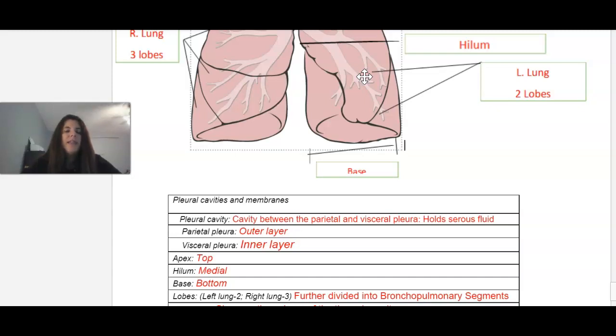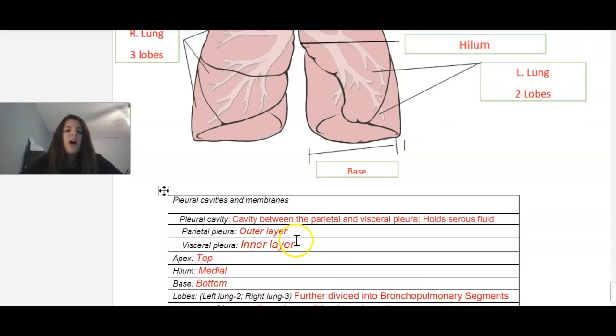The hilum is going to be that spot that's going to allow the heart to kind of sit in there in the lungs. And then again, your lung is divided into lobes, but then each lobe is further divided into bronchopulmonary segments.